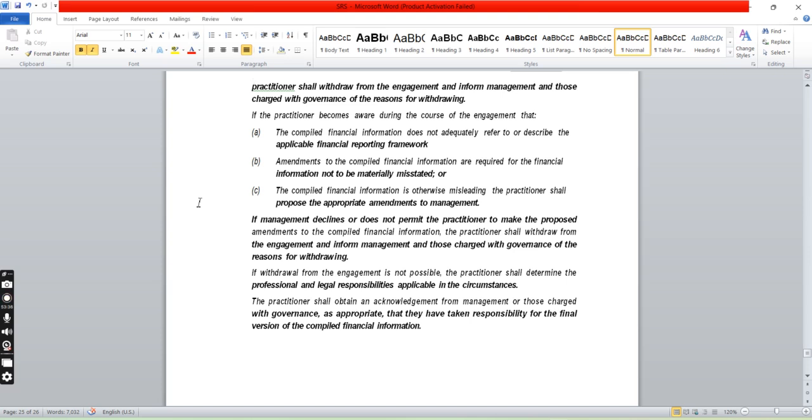If management declines or does not permit the practitioner to make the proposed amendments to the compiled financial information, the practitioner shall withdraw from the engagement and inform management and TCWG of the reason for withdrawing. If withdrawal from the engagement is not possible, the practitioner shall determine the professional and legal responsibilities applicable in the circumstances. The practitioner shall obtain acknowledgement from the management and TCWG, as appropriate, that they have taken responsibility for the final version of the compiled financial information.